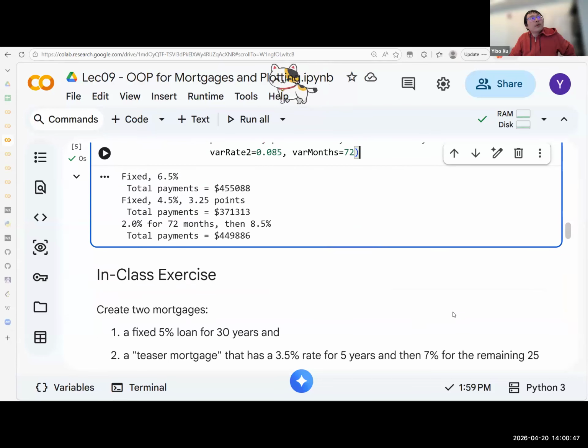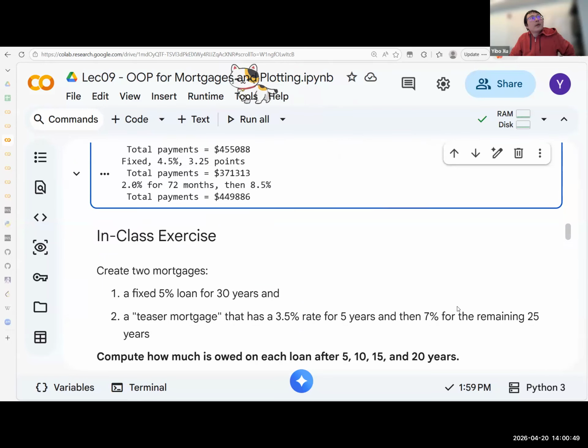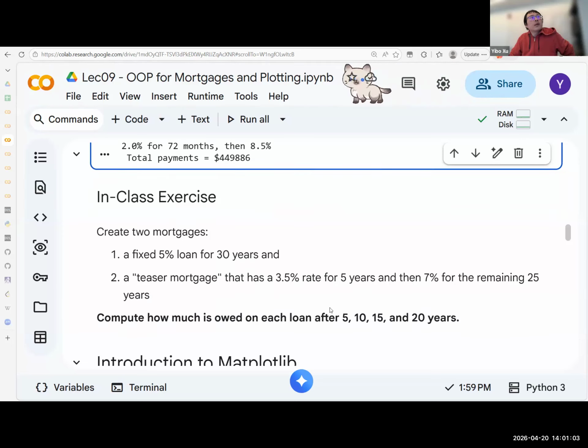But well, okay, in terms of in-class exercise. So create two mortgages, a fixed 5% loan for 30 years, and a teaser mortgage that has 3.5 rate for 5 years and then 7% for the remainder 25 years. And also compute how much is owed on each loan after 5, 10, 15, and 20 years, right?